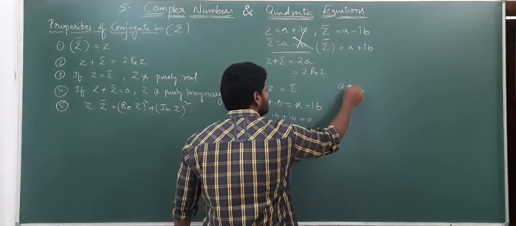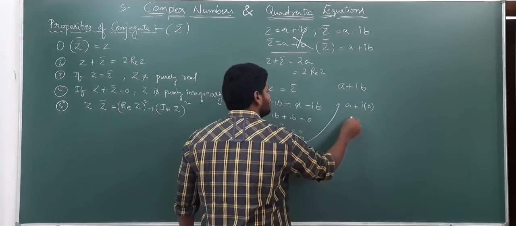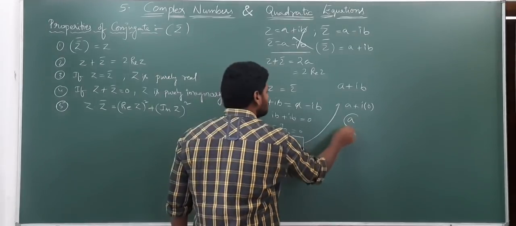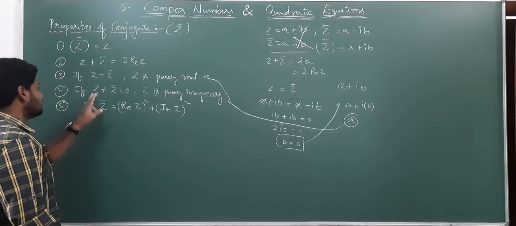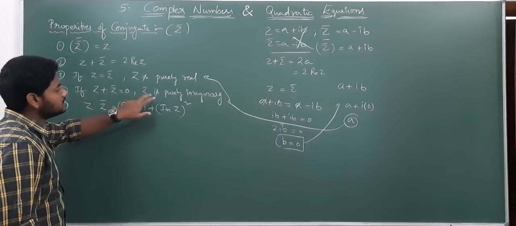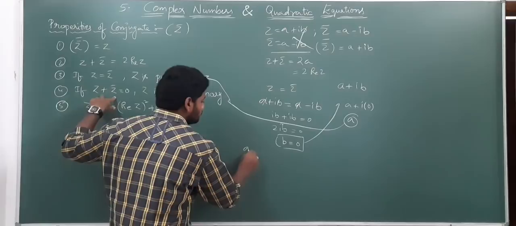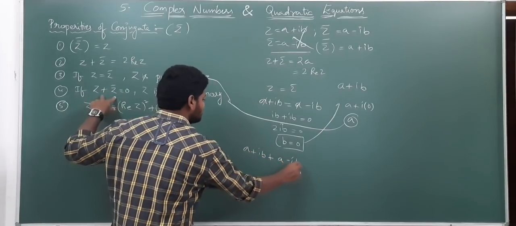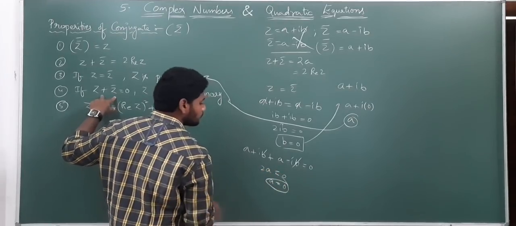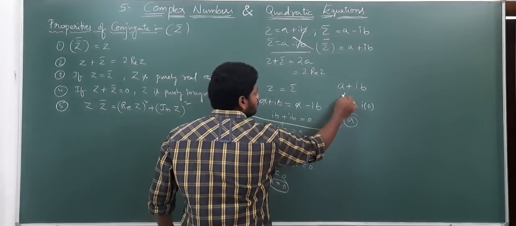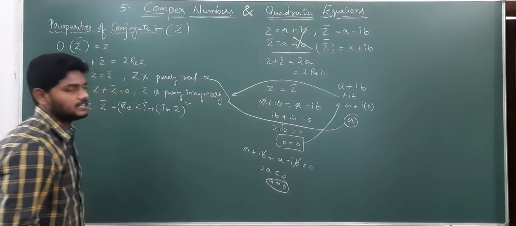So in a complex number a plus ib, if b equal to 0, that means a plus i into 0, which gives only a. Only a means purely real. So like that, if z plus z bar is equal to 0, then z is purely imaginary. Let us check: a plus ib plus a minus ib is equal to 0. ib cancels. 2a equal to 0, nothing but a equal to 0. If a equal to 0, it gives only ib.